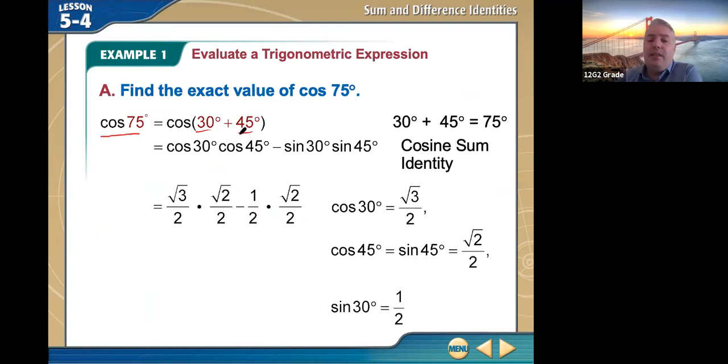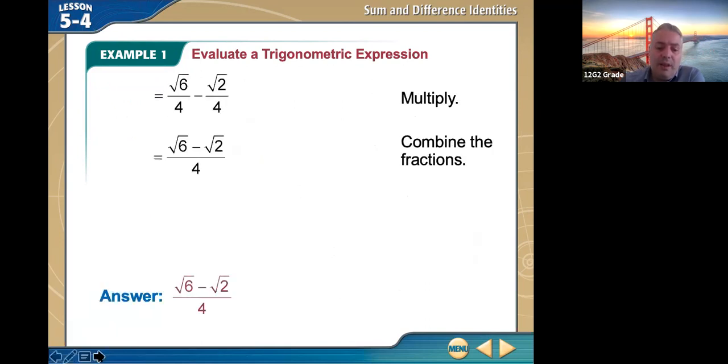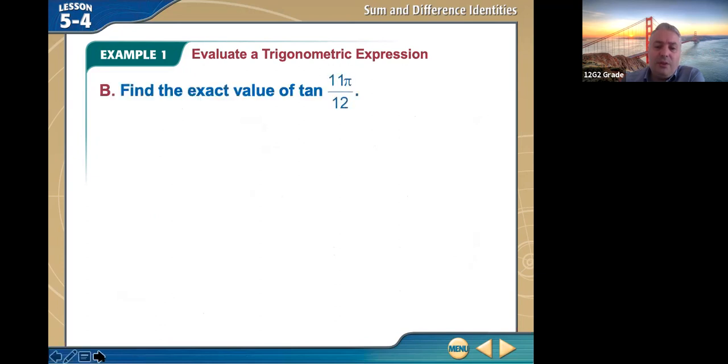What are the famous angles we are supposed to know? 30 degrees, 45 degrees, 60 degrees, like 150 or 120. These are the famous angles, and they are not difficult to operate with. We can use special triangles or the unit circle.